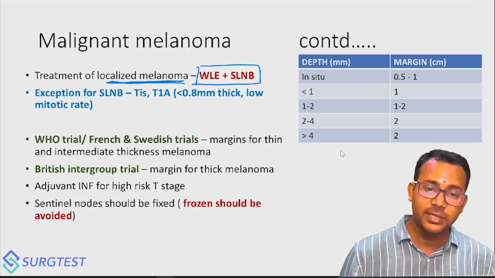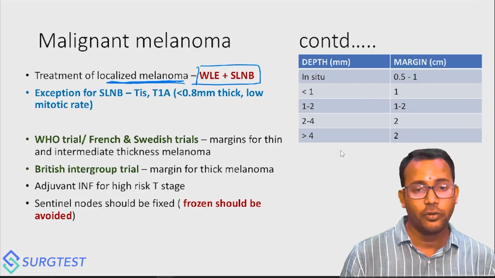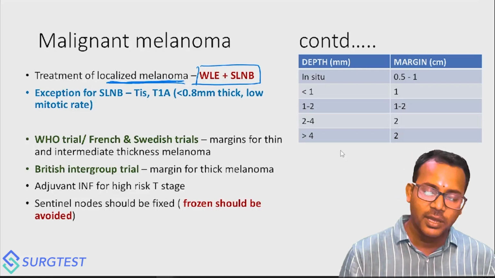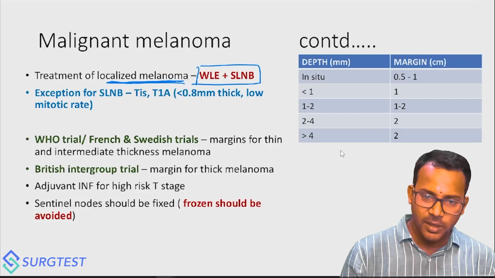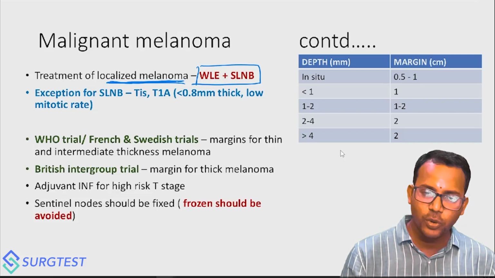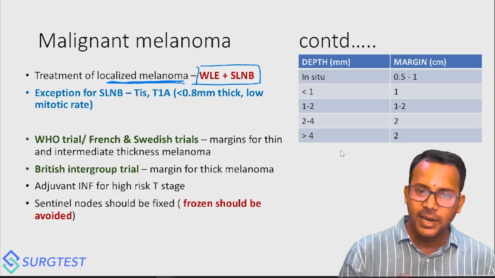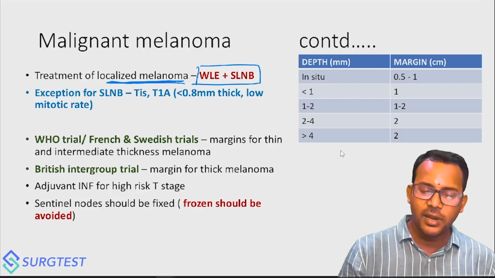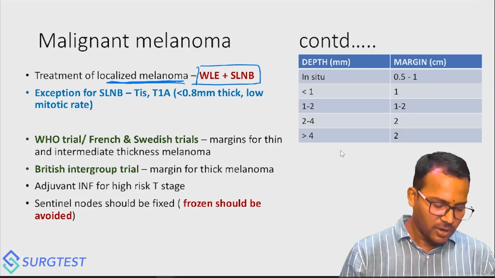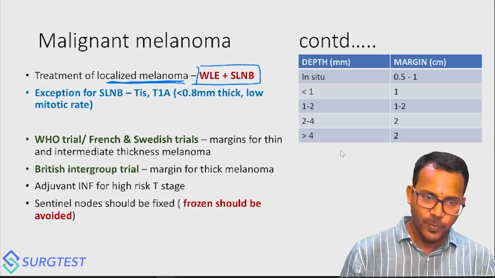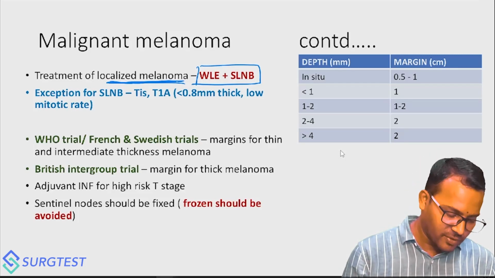Now the question arises, how will you do a sentinel node biopsy? You have already removed the primary, right? Even though you have removed the primary, you try to give the dye, or you try to do the sentinel node biopsy procedure by injecting either the dye or the radiocolloid, whatever it is, intradermally in and around the scar, and do the procedure. Okay, so this is the treatment for localized malignant melanoma. But still there is an exception for this.